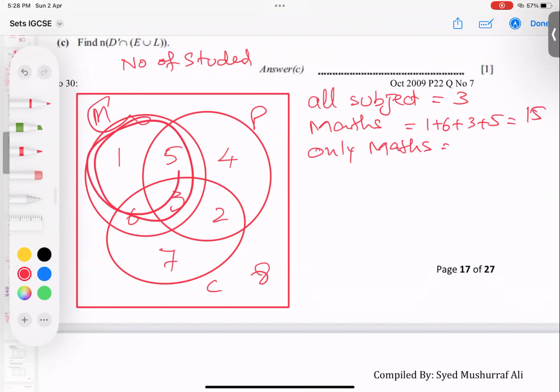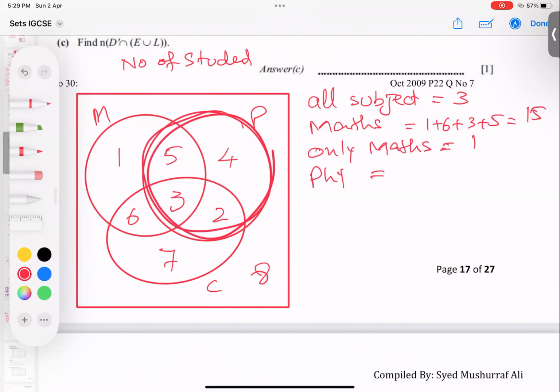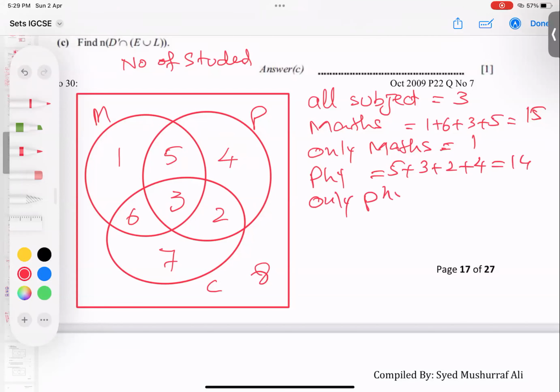Look, I say mathematics. Mathematics means the full mathematics circle. But when I say only mathematics, very interesting. This is only one person. I hope you got the point. Okay, same approach. I will go for physics. So physics means the full circle of physics. So I will take 5 plus 3, 8, 8 plus 2, 10 plus 4, 14. Alhamdulillah Rabbil Alameen. But if I say only physics, so only physics is this 4.